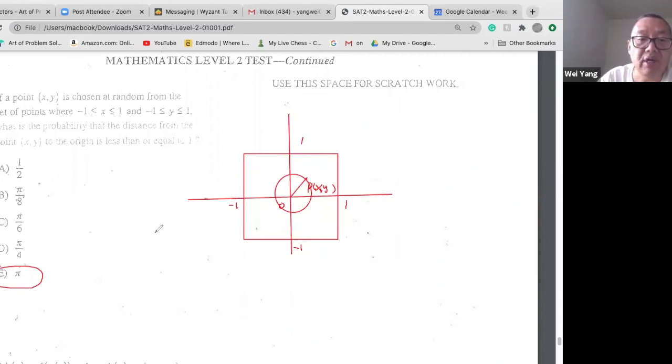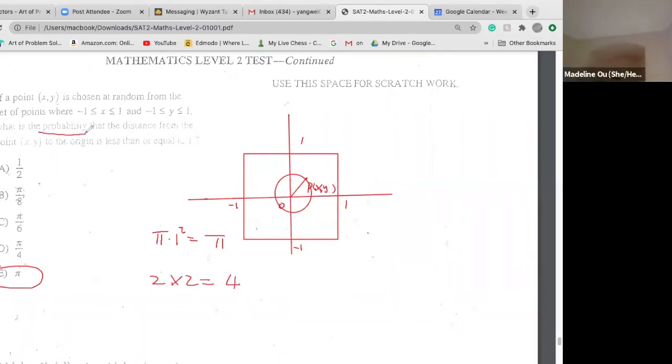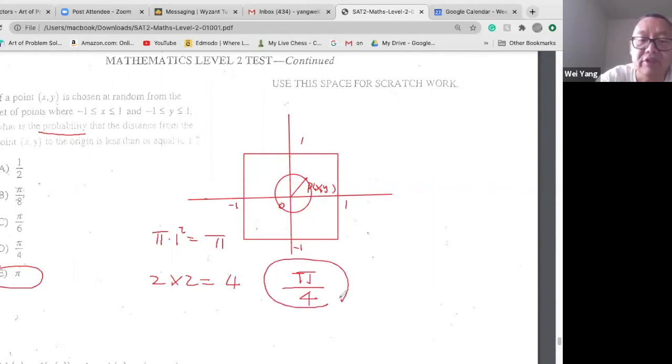So distance less than or equal to 1. The area of this circle equals pi r squared, and r equals 1, so the area of this circle equals pi. Then the area of this square: each side is 2, 2 times 2, so you get 4. So then they ask you the probability. Probability is between 0 and 1. So that means pi over 4. This one is the correct answer.